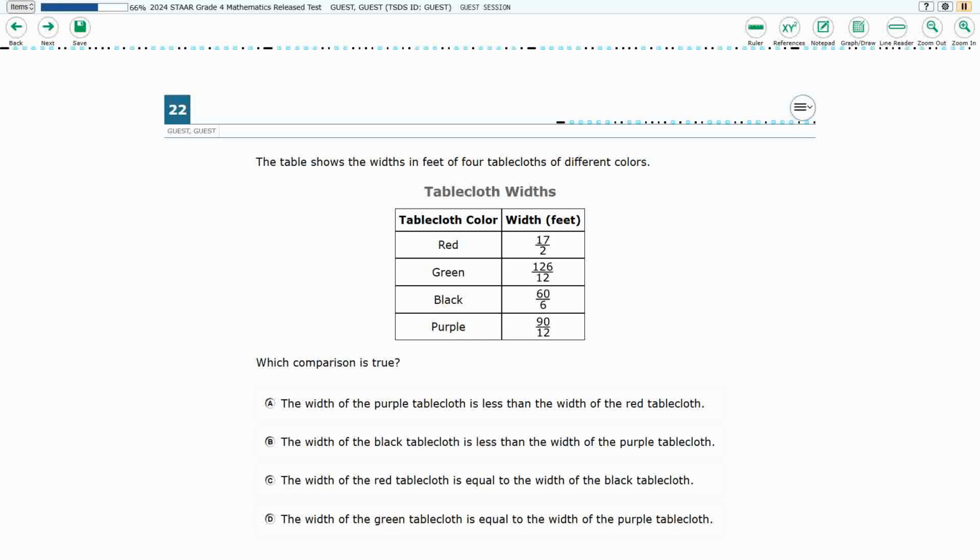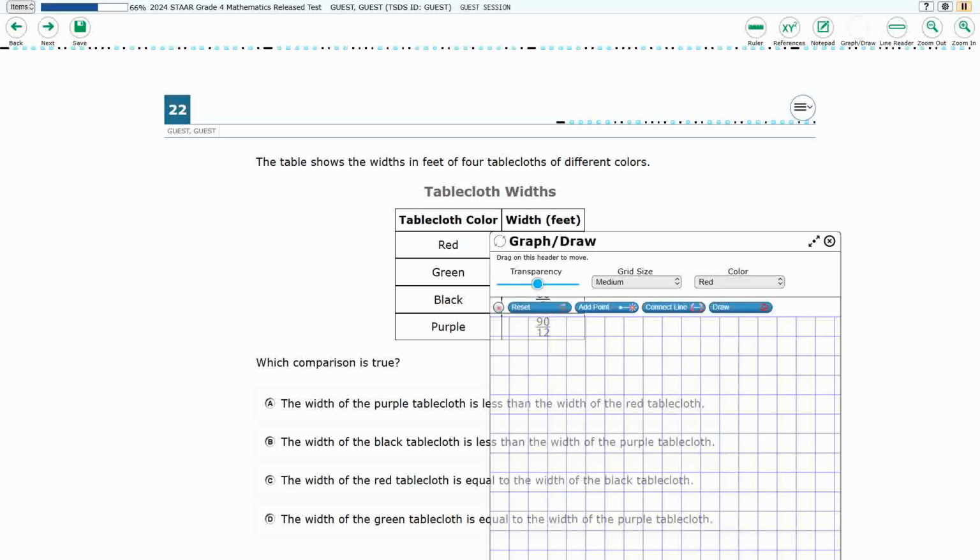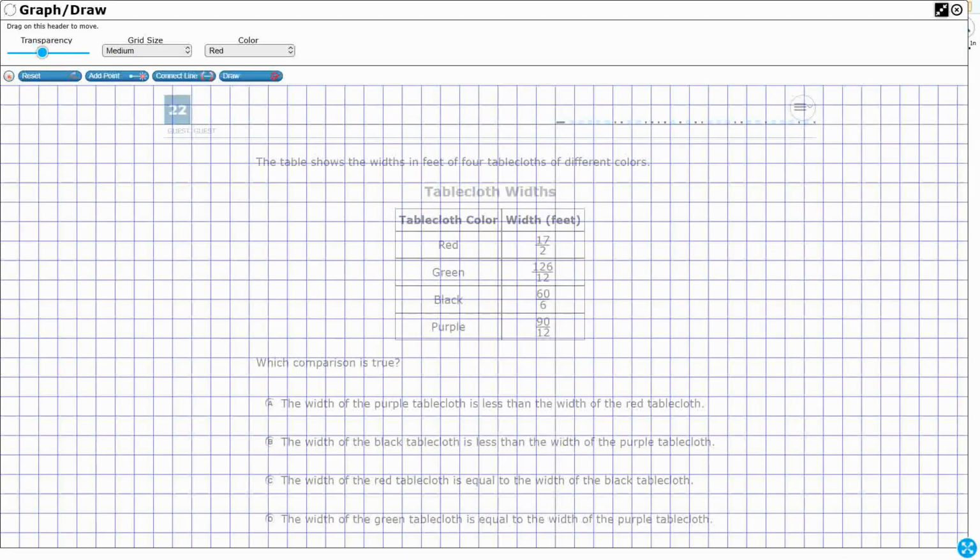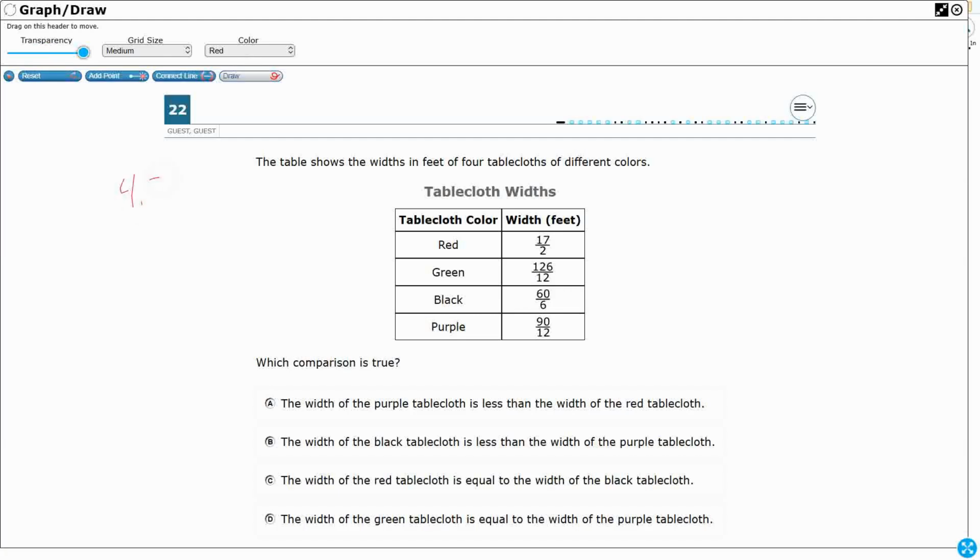All right, number 22, we are comparing fractions. This is 4.3D. And so let's take a look at what we have here. This is kind of tricky because we've got red, green, black, purple, 4 different fractions. And we know when we compare fractions, we need the same denominator, right? But look, only these two can be compared without doing any work, green and purple. And I could do that one right here, right? But other than that, I'm going to have to change some things.